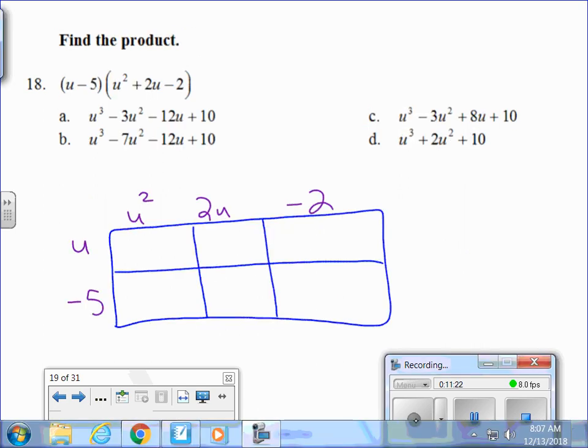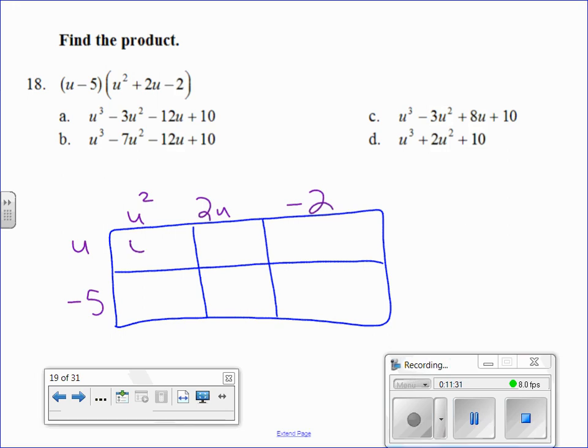All right. Okay, so first off, you want to multiply the first. That will be u to the third. This would be 2u squared, and then that would be negative 2u. Okay, and then you want to do negative 5u squared, and then negative 10u, and then 10. So that will be u to the third, and then would that be negative 3u squared?